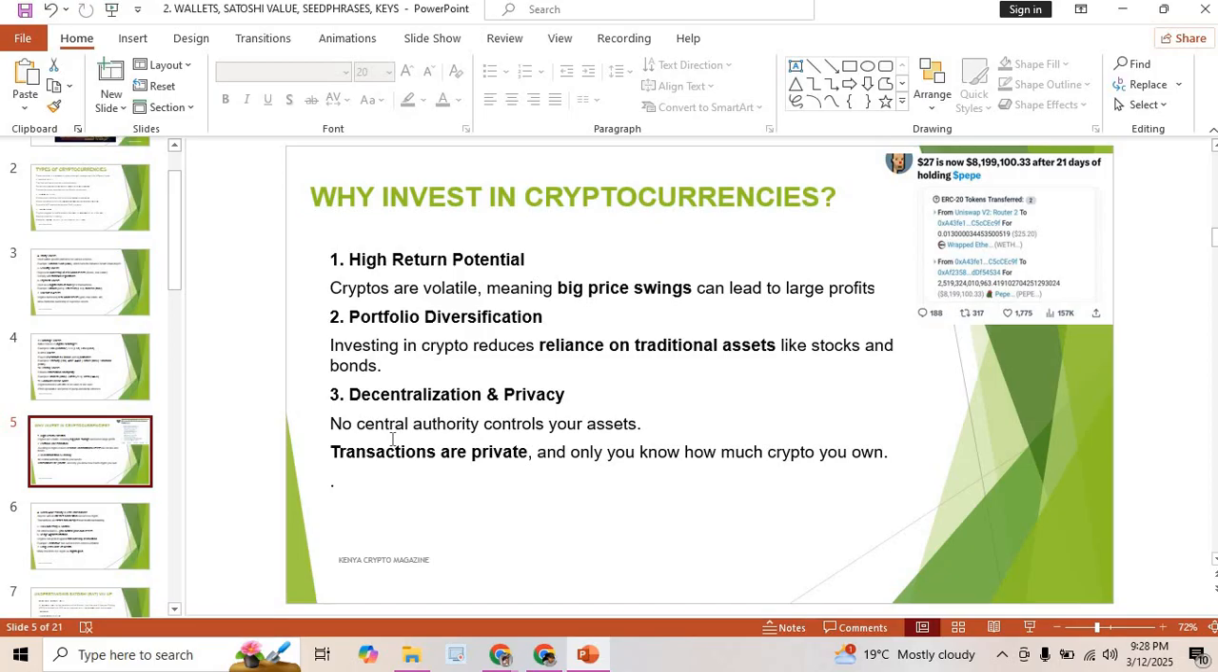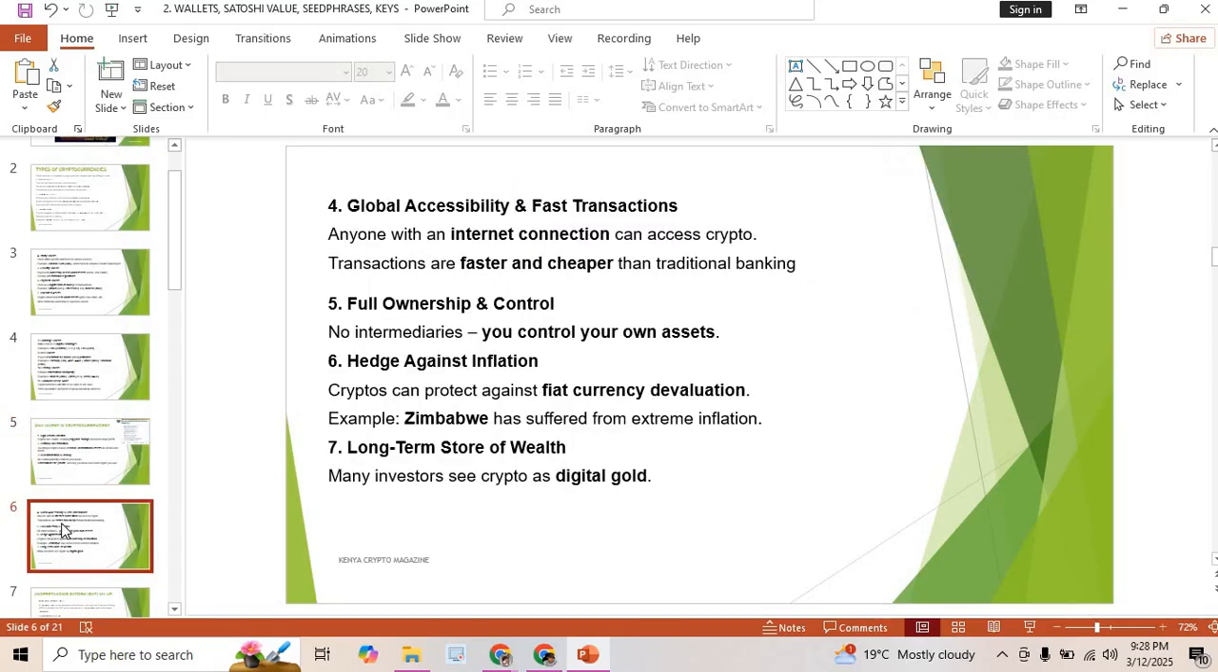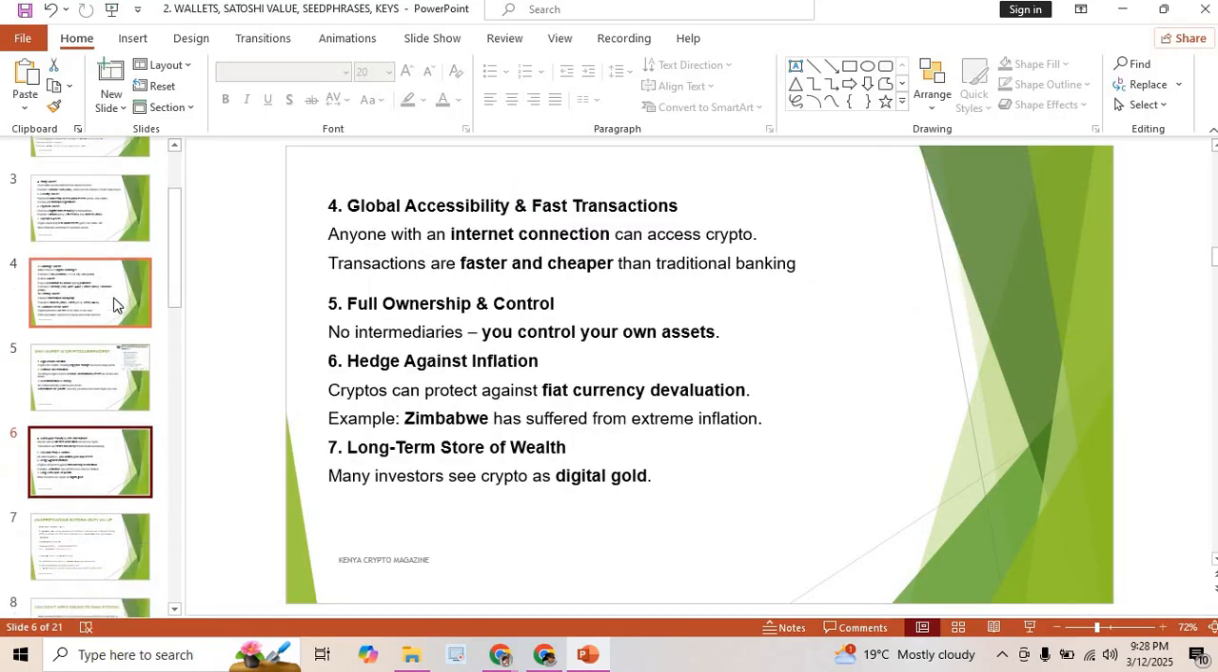Then you have decentralization and privacy. This is self-explanatory; we've talked about decentralization and privacy. Then you have global accessibility and fast transactions. Anyone with an internet connection can access crypto, and transactions are faster and cheaper than traditional banking. Then you have full ownership and control. Remember, we don't have centralization here, so no one controls.